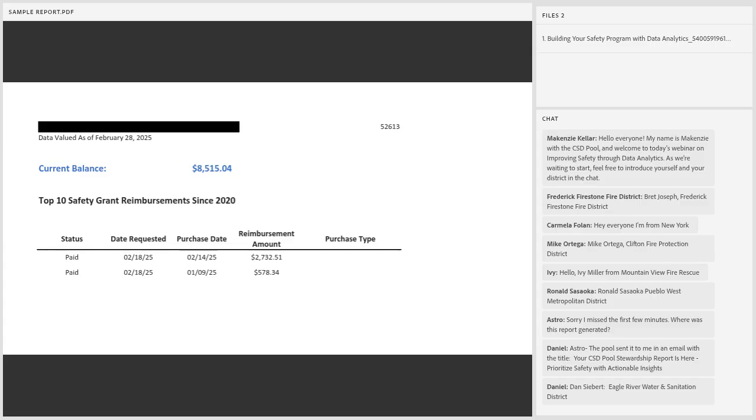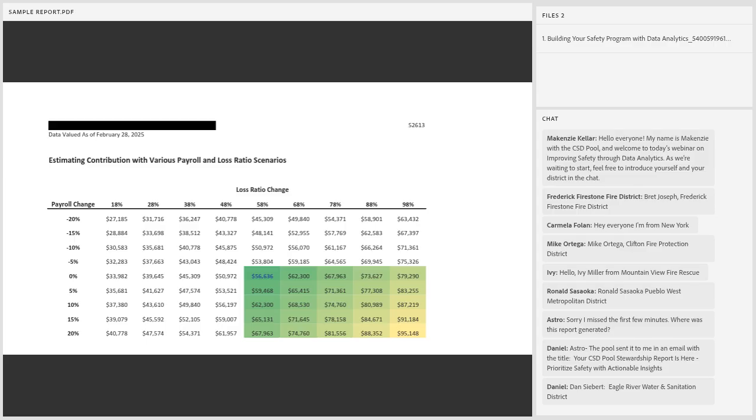So in this example here, the member still has over $8,000 available. That's real money, so don't leave it on the table. If you need help with eligible expenses or just the reimbursement process, our team is here to assist you. And then finally, I think I'm kind of running out of time here.